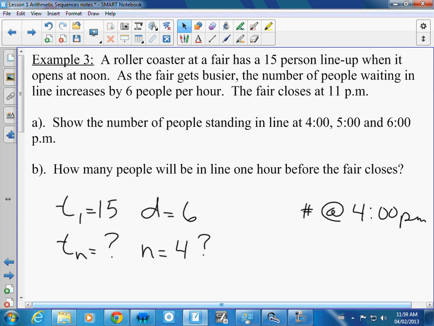Let's check something out here. What time does it open at? What comes after 12? Don't say 13. We're going back to the other counting system first. 1 o'clock? 2 o'clock? 3 o'clock? 4 o'clock. Okay, there's 4 o'clock.